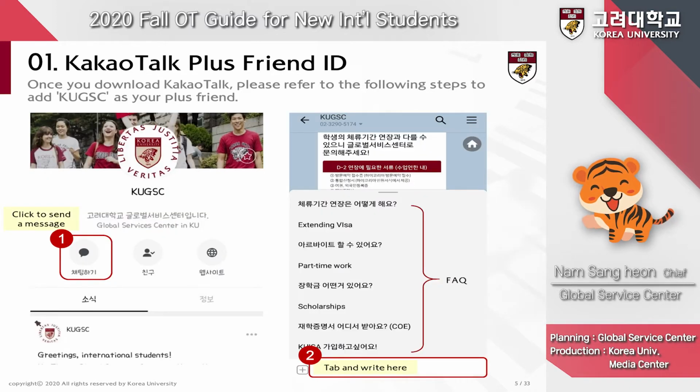Once you add us as your friend, you can talk to us or ask questions by clicking on the icon next to number 1, which says Chat in Korean. And then, as shown in number 2, you can go ahead and type in your message and press Send. In this chat room, you can also find an FAQ, so you can take advantage of this function as well.